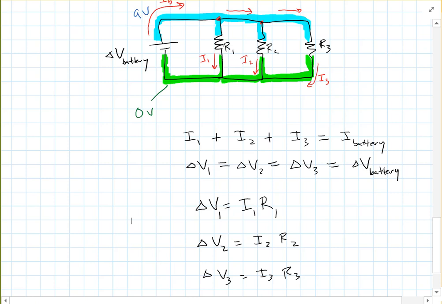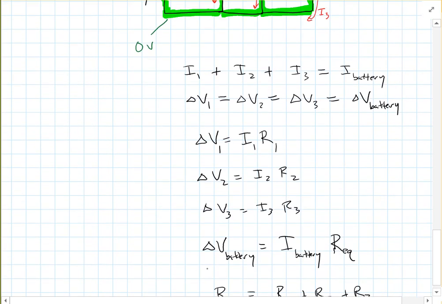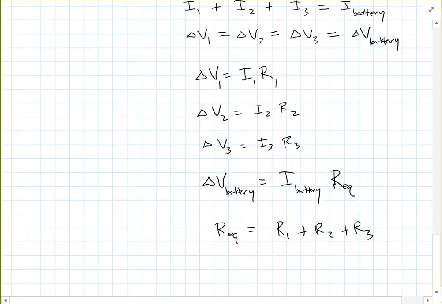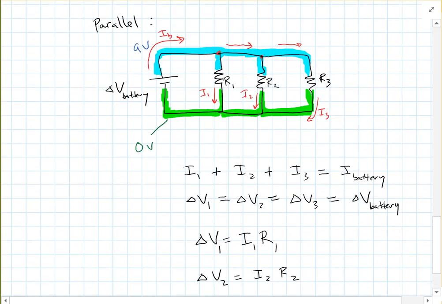What do I do? I want one equivalent resistor that, as far as the battery is concerned, looks identical to these three in parallel. What value do I put there? As far as the battery is concerned, it's going to flow the same current through that equivalent resistor that it's flowing through these three in parallel. But this is not going to be the equation. We calculate it differently. So let's think about this for a second.